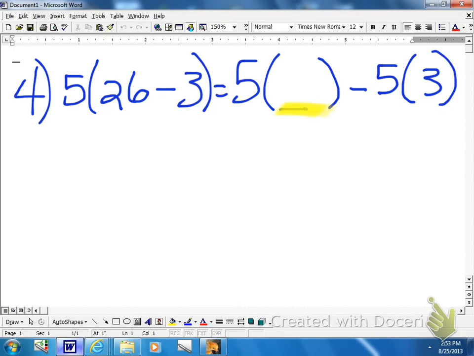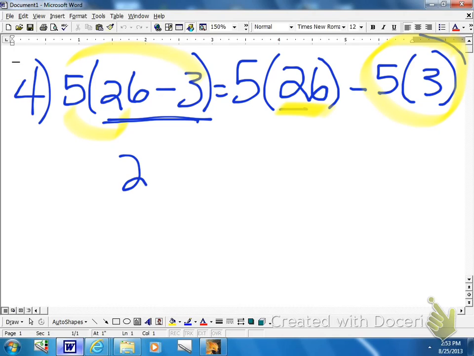And last but not least, number 4. On the left side we have 5 times 26 minus 3, which would be 5 times what minus 5 times 3? Well, here we have, let me do this with the highlighter, 5 times 3, right, this part, but we're missing 5 times 26, so 26 must be in here. Now, if we want to use the distributive property for our benefit or not use it, then we really want to go ahead and solve this side and take 3 from 26 to get 23.